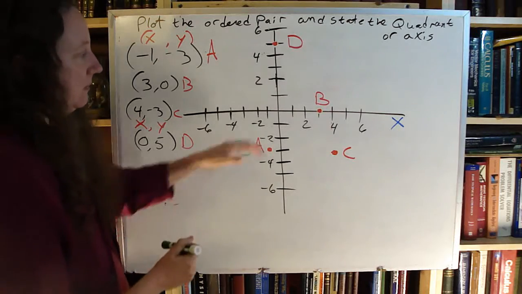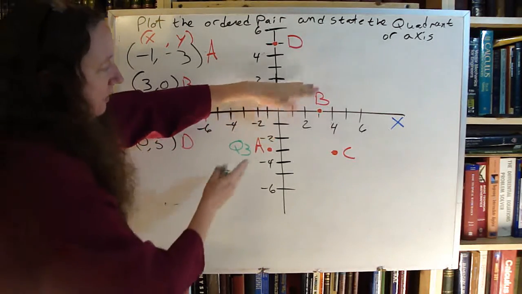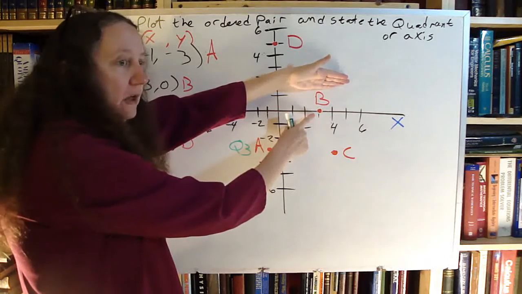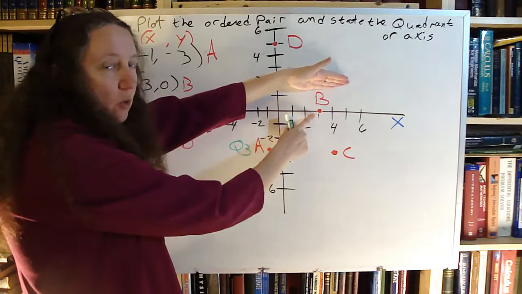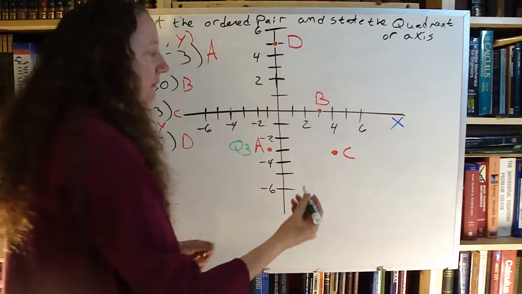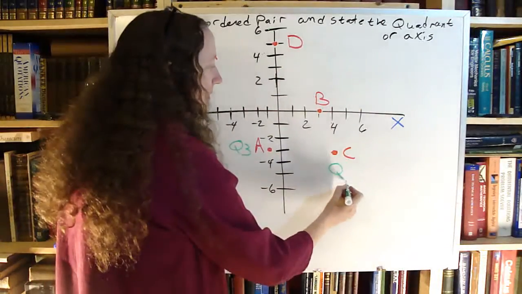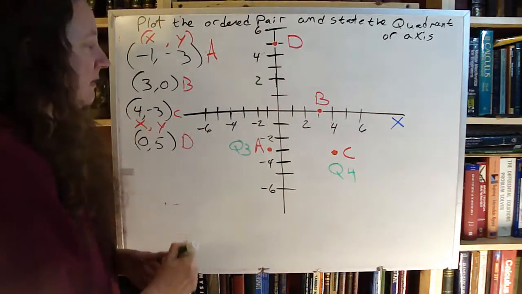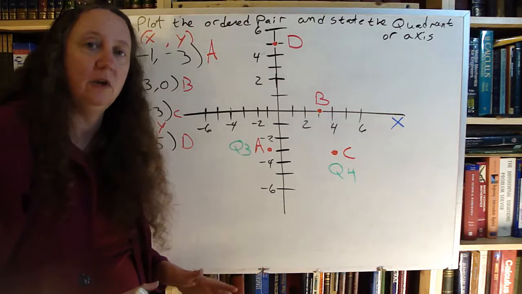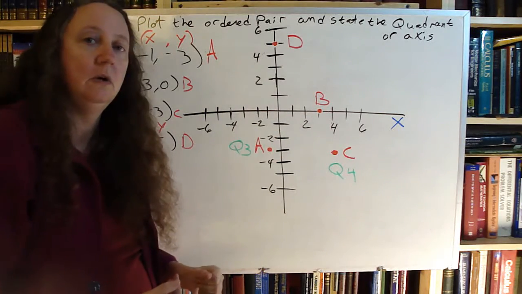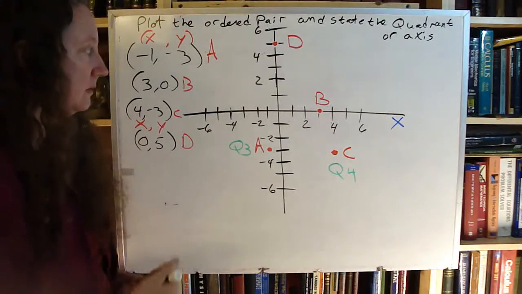Fourth quadrant, so I'm ignoring anything outside of these lines. I see B is on the line itself, so it's not in that quadrant. C is the only thing that's in quadrant 4. So now I figured out what's in each of the quadrants. Now I have to go back and figure out the 2 that are left over. What axis are they on?